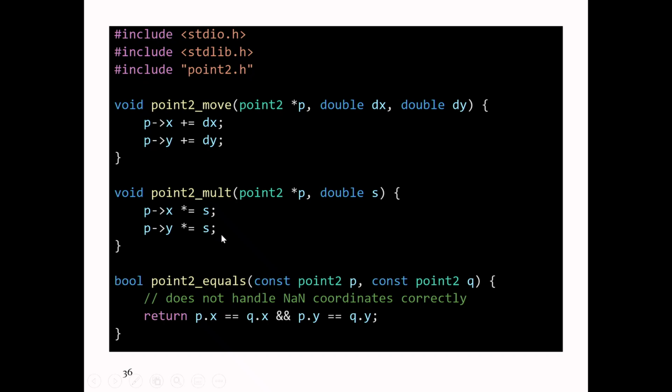How do I check if two points are equal? Now these aren't pointers, these are actual point2 objects. So I just check if p.x equals q.x and p.y equals q.y. Notice this does not handle NaN correctly. So if your point2 object needs to handle not a number as a coordinate correctly, you have to do something else here. If you've got not a numbers happening in your program, though, you've got other problems. So for the time being, this is fine.